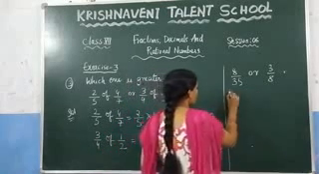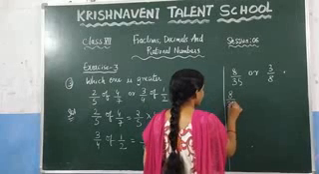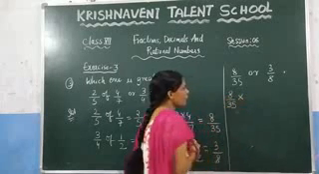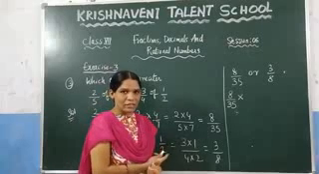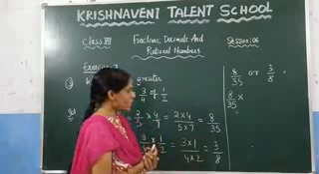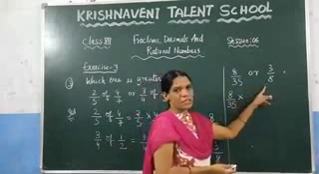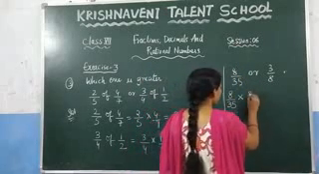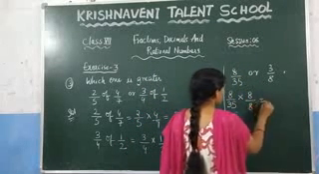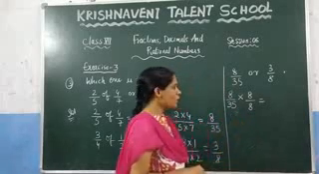Let us consider the first fraction, which is 8 by 35 into, here we just need to multiply and divide by the other fraction's denominator. What is the other fraction here? Which is 8. So we need to multiply and divide with 8 here. Multiply 8 and divide it with 8. And you need to find the result.